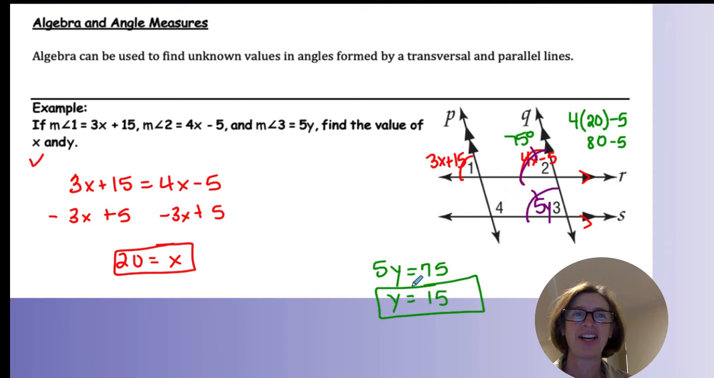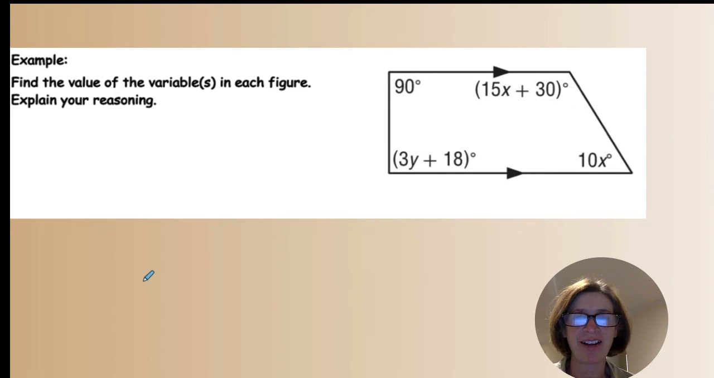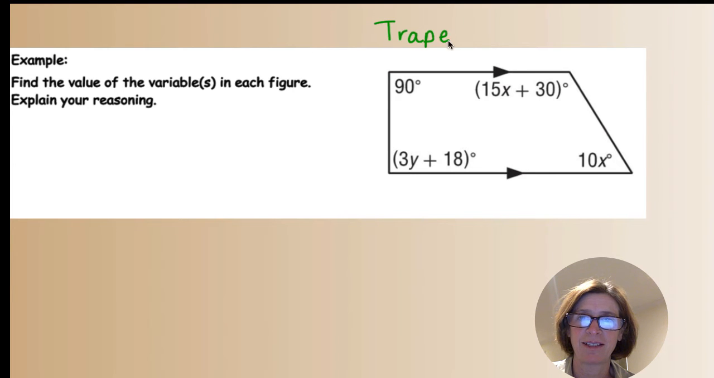Voila. All right, let's see what else we can figure out here. Oh, look at this figure. Oh my God, my favorite. Okay. Trapezoid. The trapezoid.